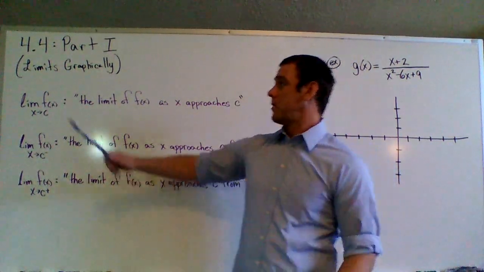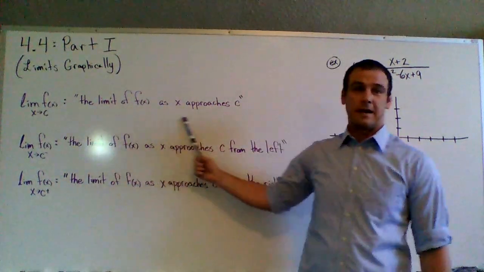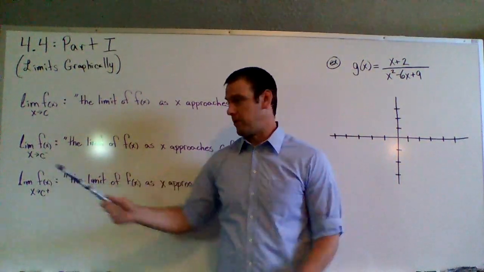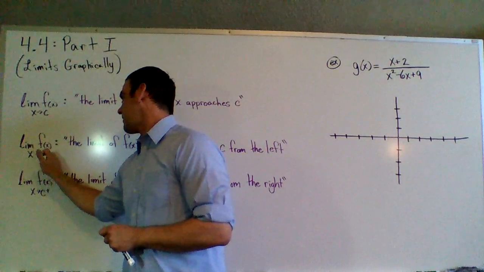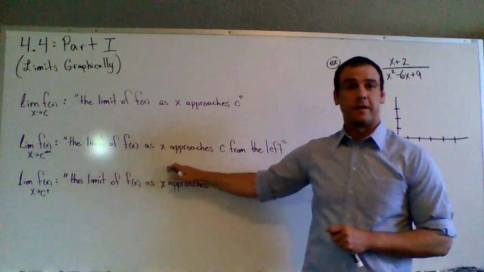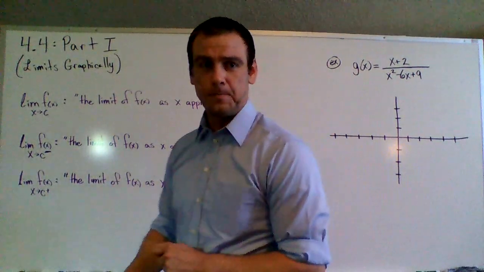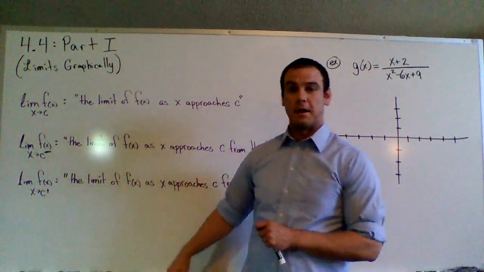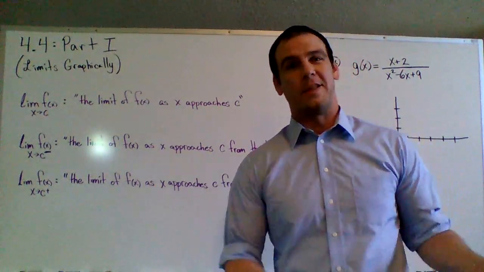So, this is the limit of f of x as x approaches c. That's exactly how you would read that. The difference here, we got a little negative, almost kind of as an exponent. This is going to be read as the limit of f of x as x approaches c from the left, because negatives are on the left, so that's one way to remember it. And if we have a little plus as our exponent, this is going to be read the limit of f of x as x approaches c from the right, because positive numbers are over on the right.